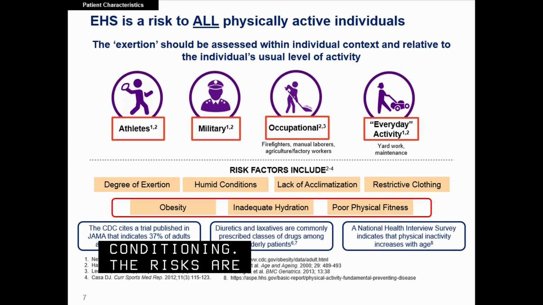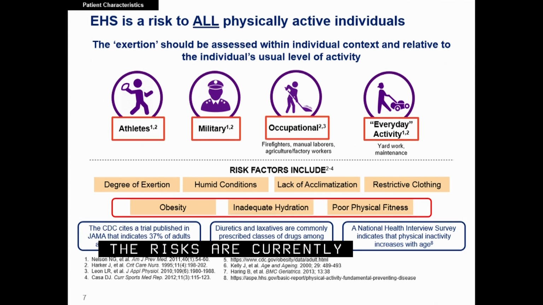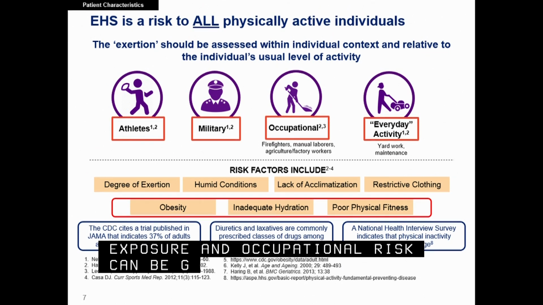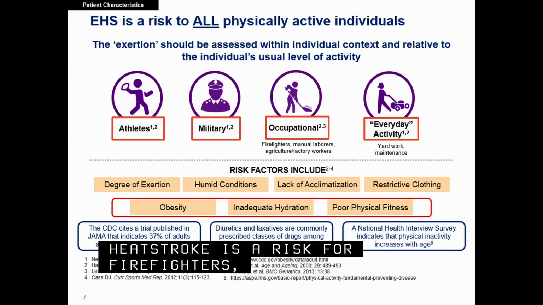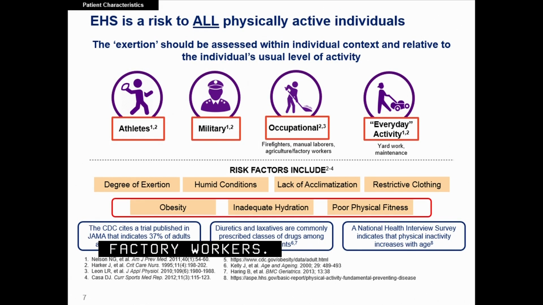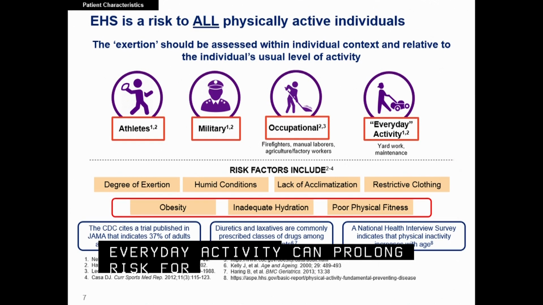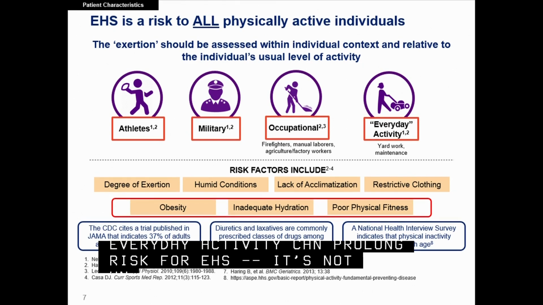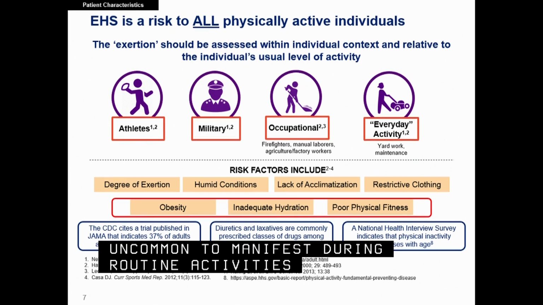However, occupational exposure and occupational risk can be great too. Exertional heat stroke is a risk for firefighters, for agricultural and construction workers, even factory workers, and those who work in foundries. And finally, everyday activity can put one at risk for EHS if the level of exertion is above that patient's baseline, and it is not at all uncommon for exertional heat stroke to manifest during routine activities such as everyday yard work or perhaps weekend warriors out with recreation.